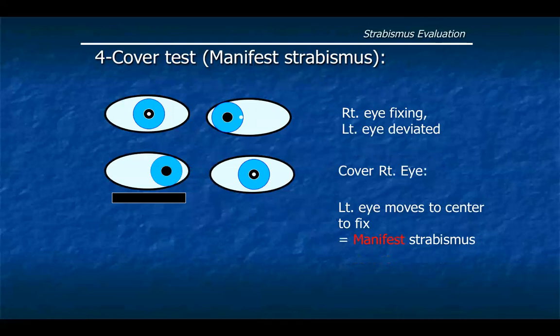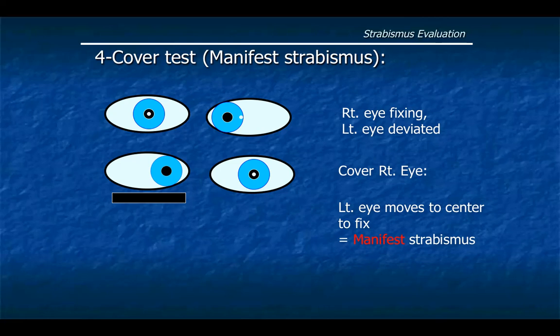The last type is the manifest strabismus. We see the strabismus once we meet the patient. For example, here the right eye is fixating, the left eye is deviated. So there is manifest strabismus. We want to make sure we cover the fixating right eye. The left deviated eye will move to the center to pick up fixation, because now the patient does not have another eye to look with. So he has to move this eye to reach the center to pick up fixation. The presence of this refixating movement means the eye was deviated. So it means there is manifest strabismus.